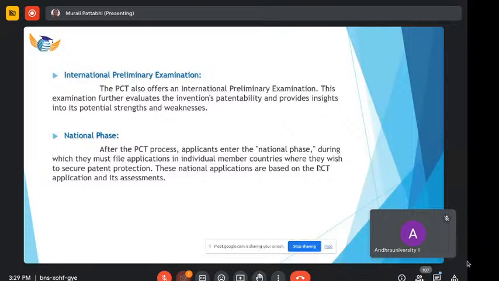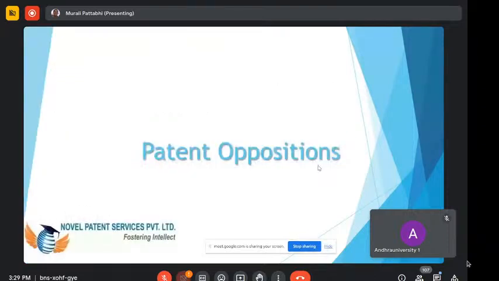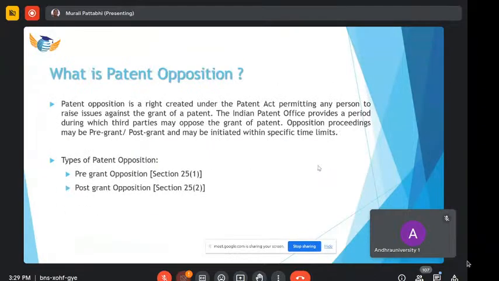Once that is done, you can go for a national phase application. Whichever country you are interested in filing, you can do it. And when it comes to opposition, suppose you are not the owner of the application, but you feel that someone is getting the patent wrongfully, or for some reason you don't want that application to be granted to the inventor, there is a provision in the Patent Office or Patent Act.